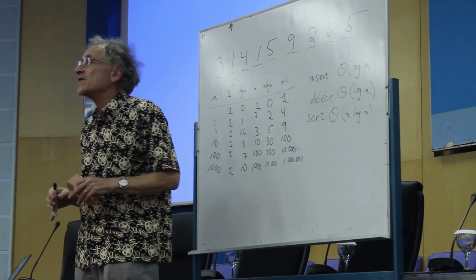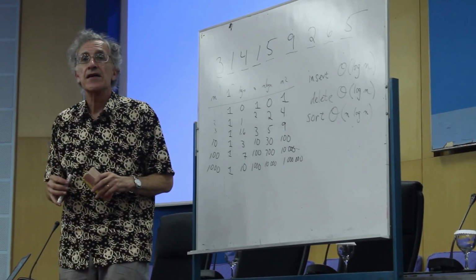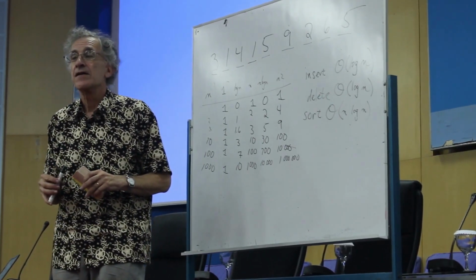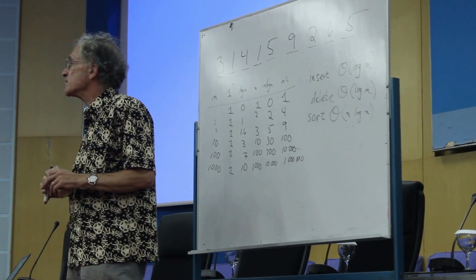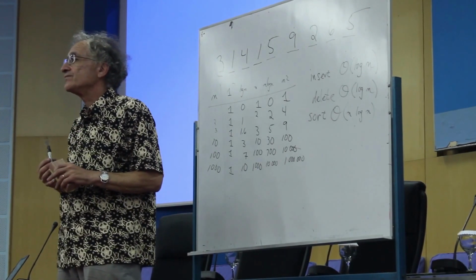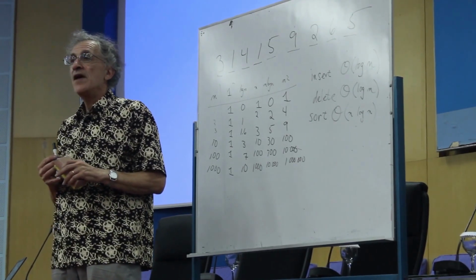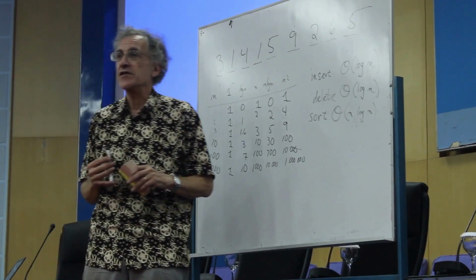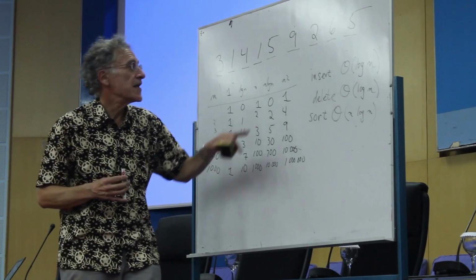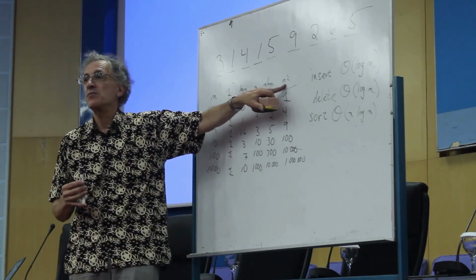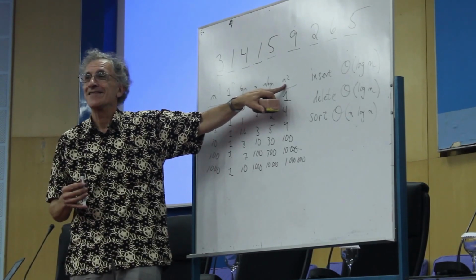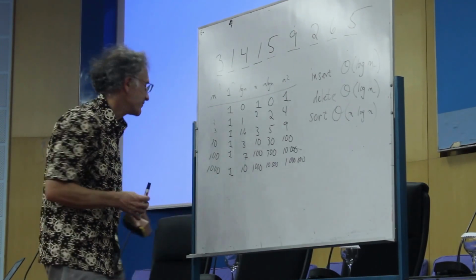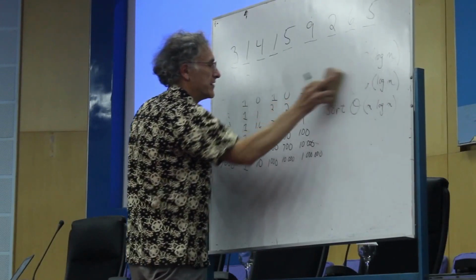Do you know any other sorting method besides heap sort? How would you sort numbers? Maybe you know bubble sort. Bubble sort is n squared. Much, much worse. Never use bubble sort.